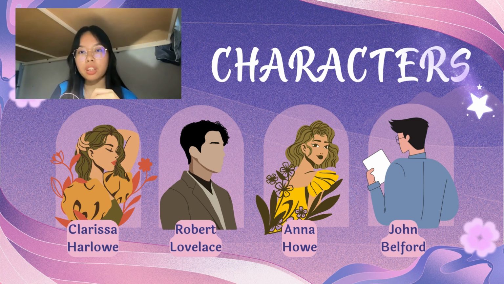The fourth character is Lovelace's best friend, John Belford, who is also a rake. Lovelace and Belford have a special language that only they know, and often write to each other about their libertine activities. Despite his lifestyle, Belford has a conscience, and his exposure to Clarissa gradually puts him on her side against Lovelace, although he still continues his friendship with Lovelace.